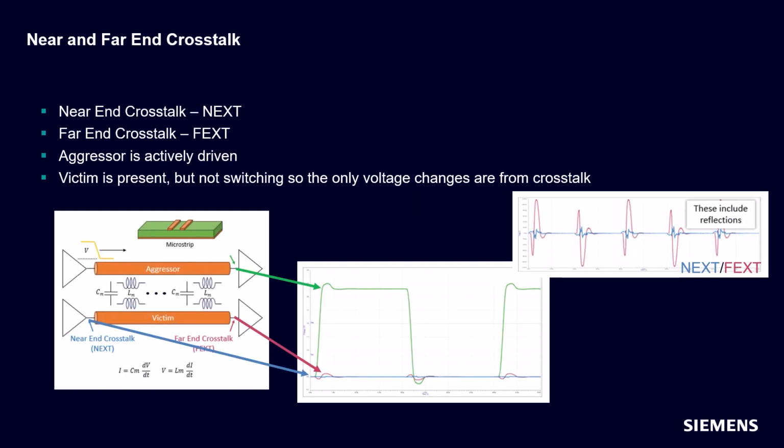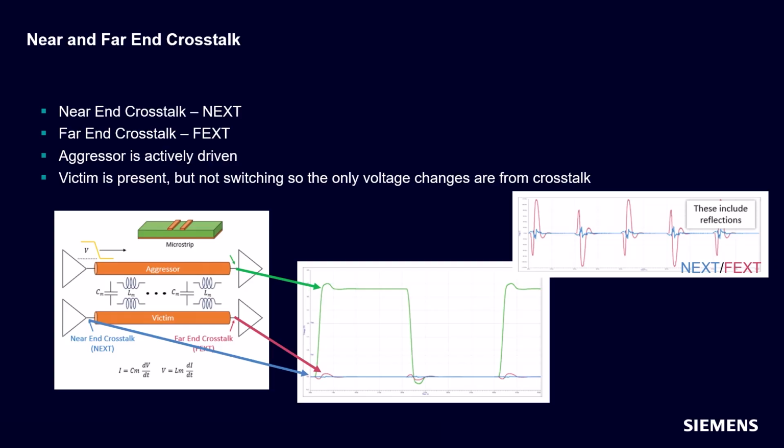Coupled energy propagates backward and forward on a victim transmission line and arrives at the near and far ends as near-end crosstalk, or NEXT, and far-end crosstalk, FEXT. The FEXT and NEXT waveforms have different profiles. NEXT increases to a fixed level in a time relative to the aggressor's rise and fall time, and then remains at that level for a time twice that of the transmission line delay.